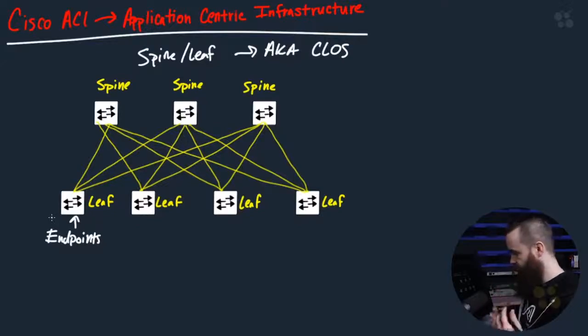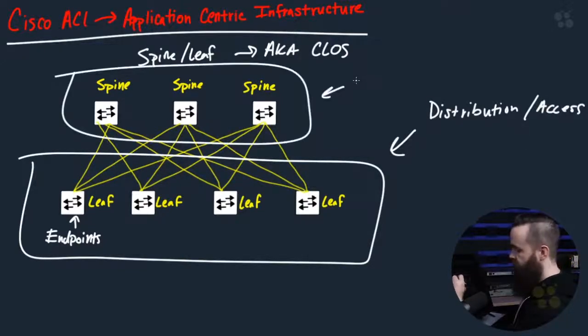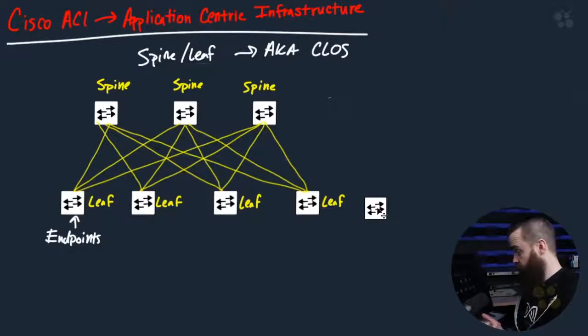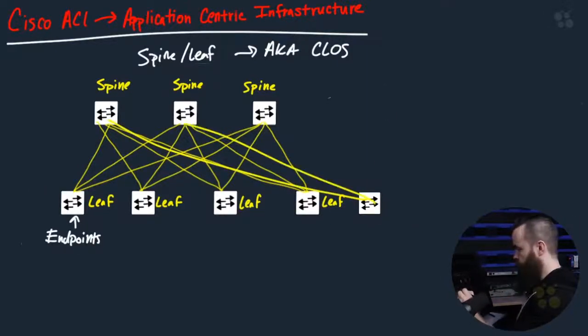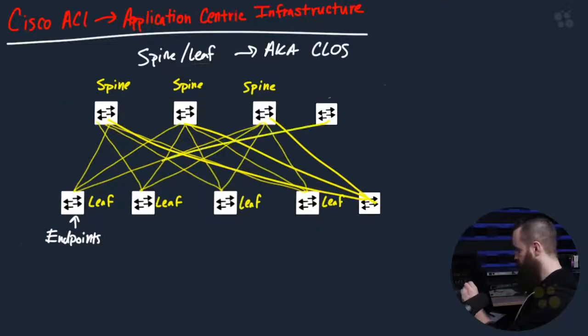Now, if you look at it compared to a typical 3-tier architecture, your leaf has your distribution and access layer combined, whereas your spine, think of that as your core. Now, what's great about this design is, first of all, if you need more ports, you just add another leaf switch, and you connect it up. You have more ports. If you need more bandwidth in your backplane and your core, you add another spine, and you connect it up.